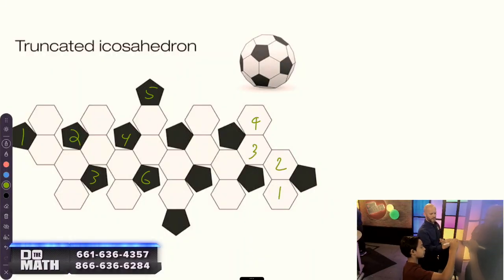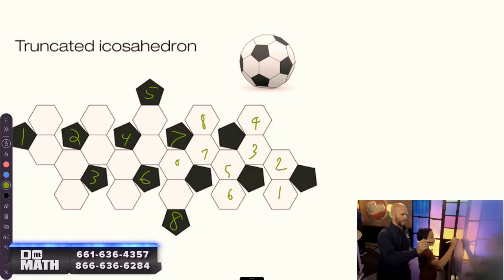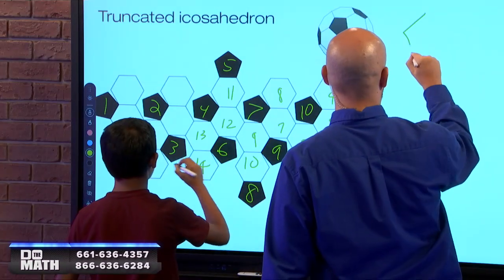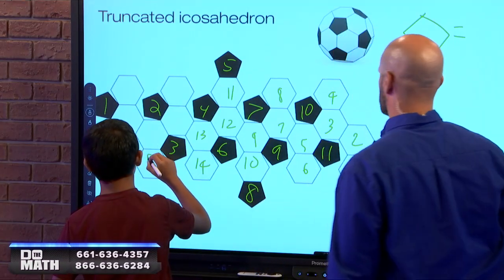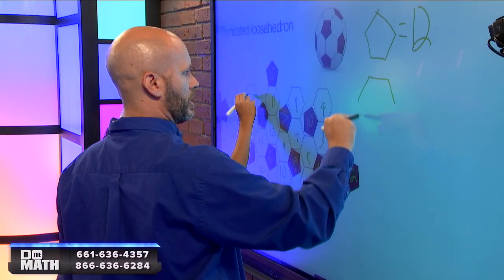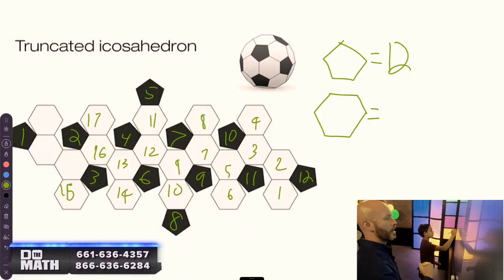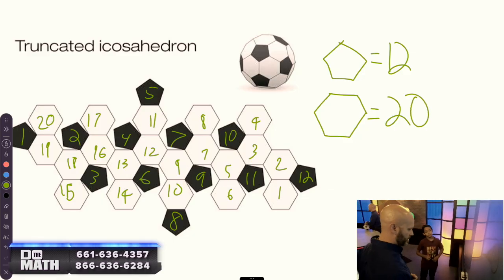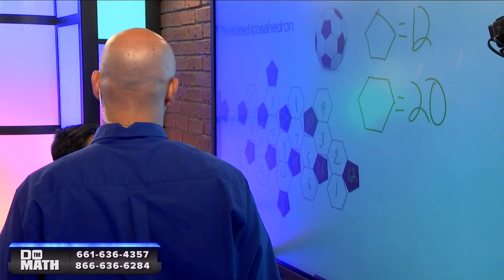I'm at 5. Okay, we may have to do a switch here. Ready? And swap. I was at 9, 10. Okay. So I ended up with 12 pentagons. How many hexagons did you end up with? I got 20. All right, great job, counted them both. That's the first step.